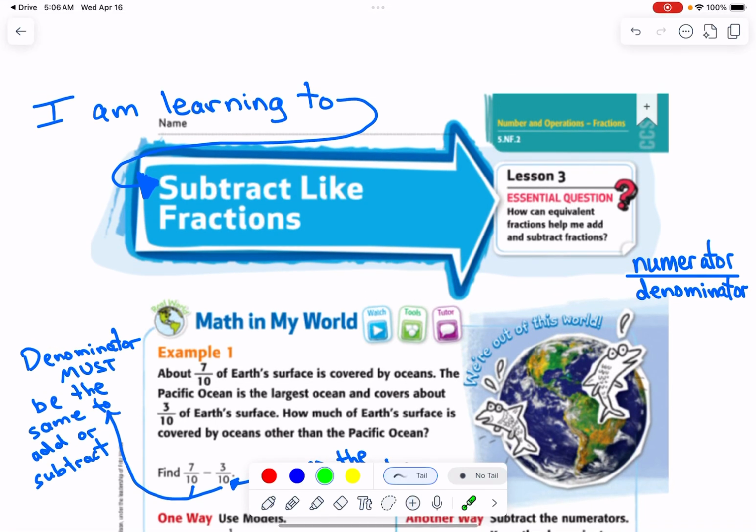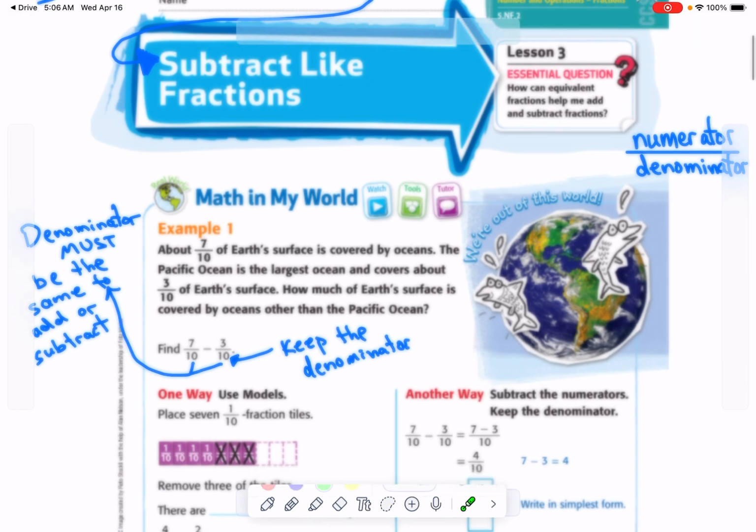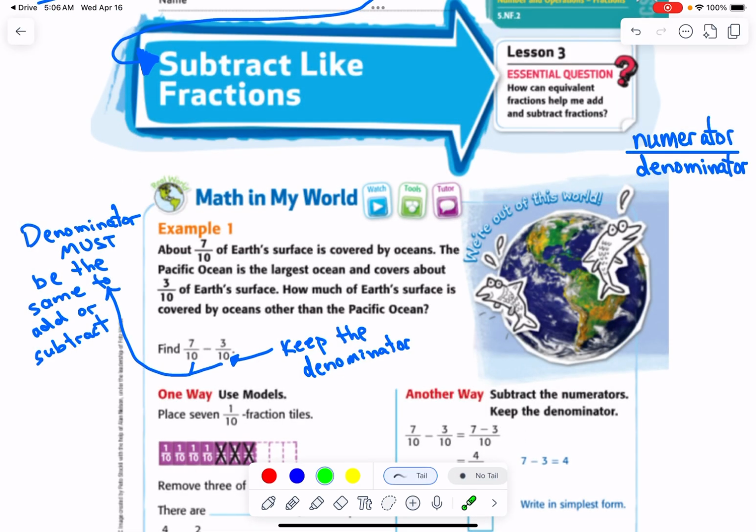Good morning, fifth graders. This is Miss Manion checking in with Chapter 9, Lesson 3, and we are learning to subtract like fractions today. And just as a reminder, two fractions are alike if their denominators, or their bottom numbers, are the same. For example, 7/10 and 3/10 both have a denominator of 10, okay?